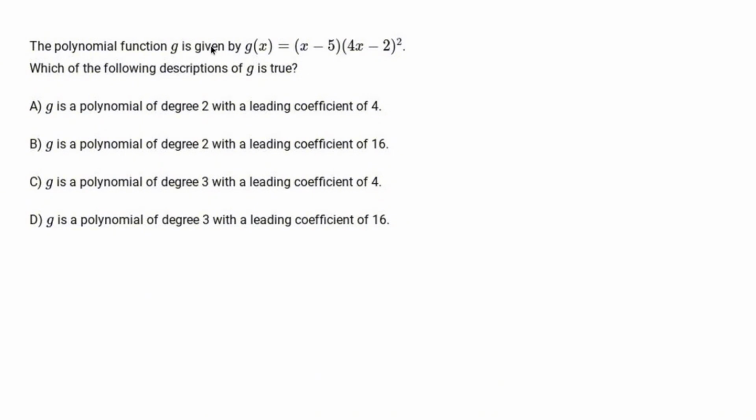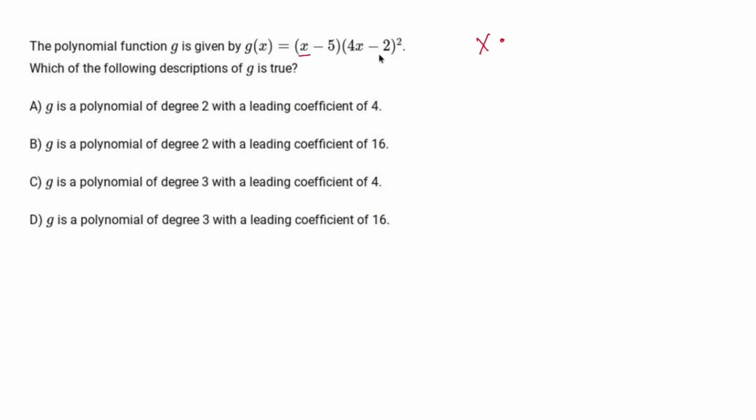The polynomial function g is given by g of x equals x minus 2 times the quantity 4x minus 2 squared. Which of the following descriptions is true? So they're looking at polynomial degrees and leading coefficients. This is a shortcut when you have something that's factored out and you're squaring one of those things. I have an x, and if we're talking about the leading coefficient, we're just talking about the leading terms of each one.